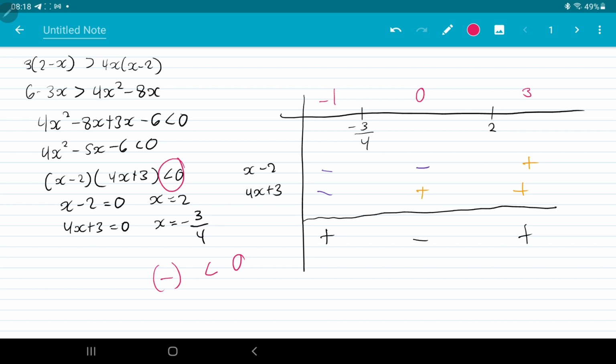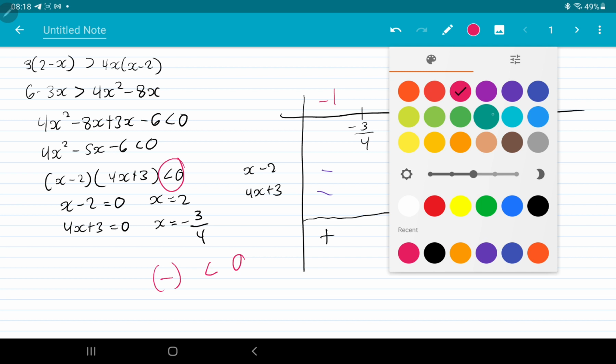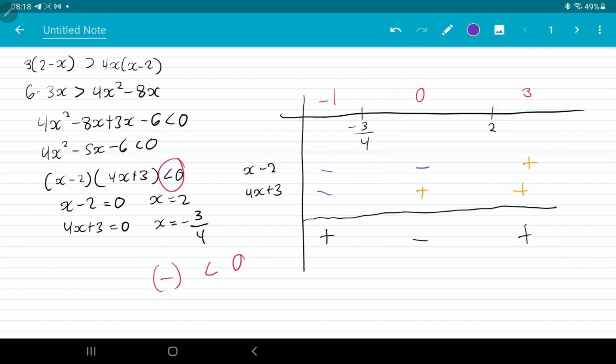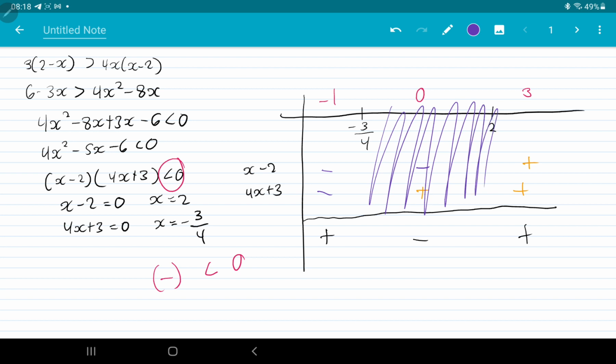So the only part that we could shade, or where we could find the range, is here. This is the only area where we can find the range because it's the negative value. But our right-hand side is not; it's a positive value area. Therefore, x should be between negative 3 over 4 and 2. So this is our set notation.